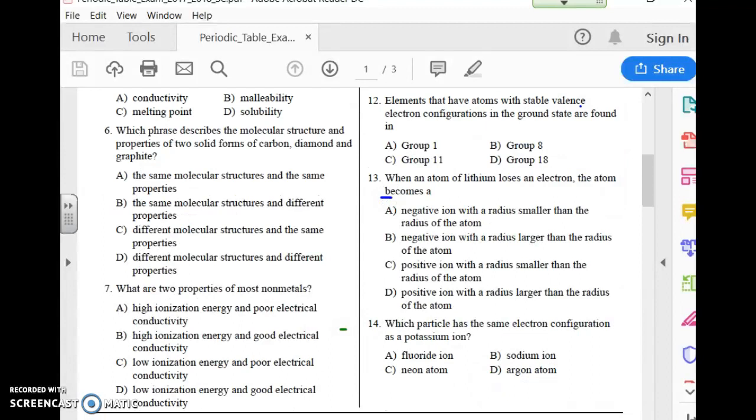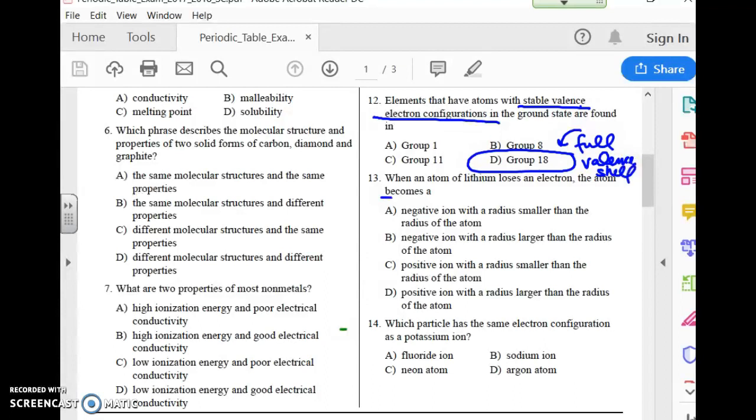Number 12, elements that have atoms with stable valence electron configurations in the ground state, well, the only group that has stable configurations, meaning a full valence shell, are in group 18, otherwise known as the noble gases.